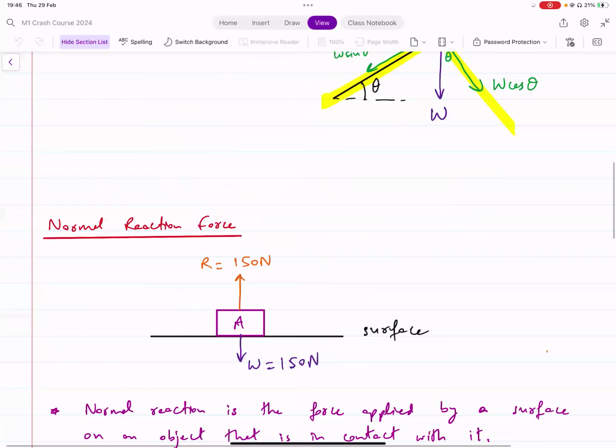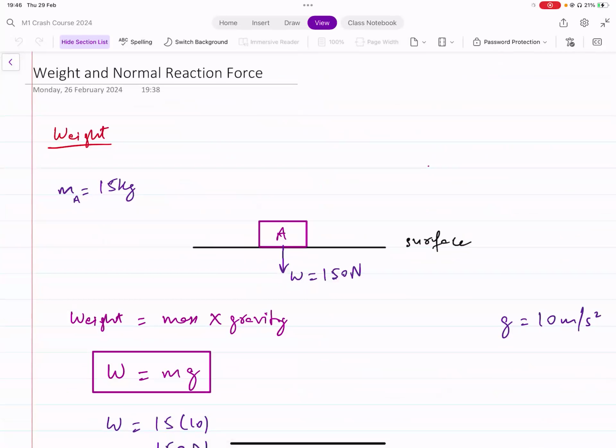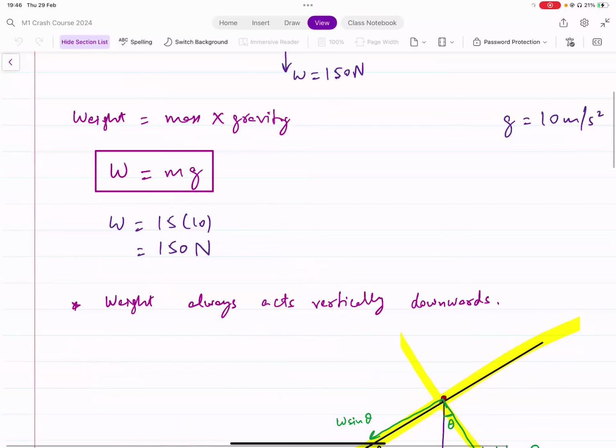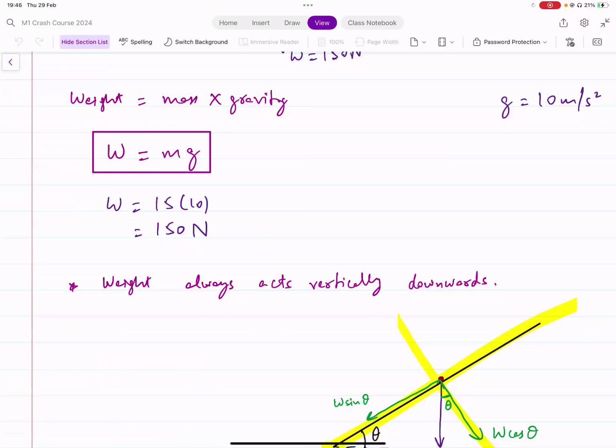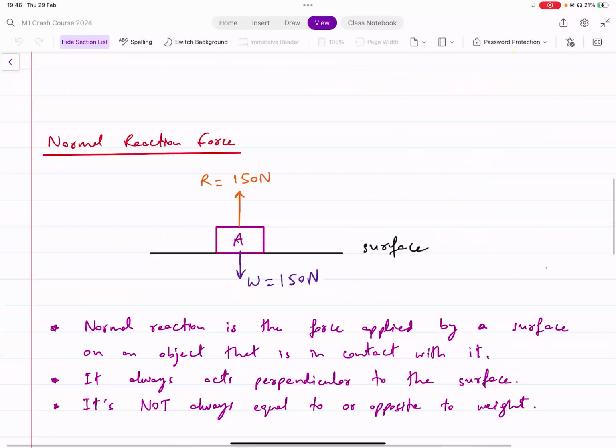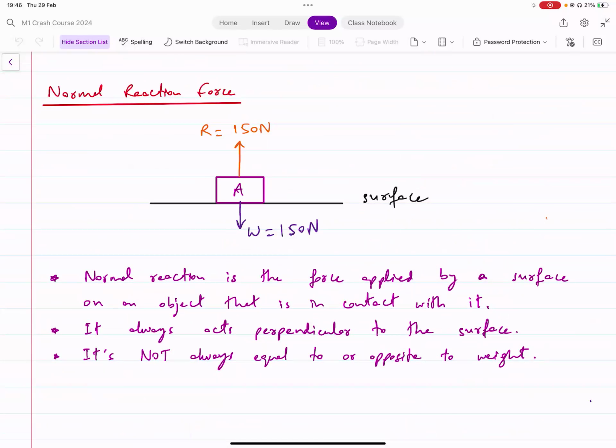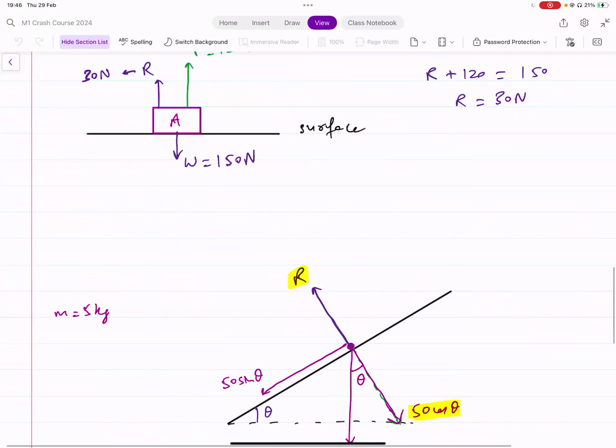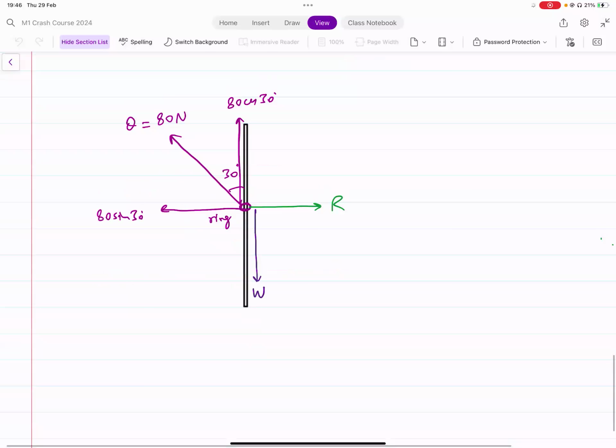And then we talked about the different forces that you sometimes have to represent yourself. They're not explicitly stated in the question sometimes. First of all, we talked about weight. Weight is defined as mass into gravitational acceleration. W equals m into g. It always acts vertically downwards. Then we talked about normal reaction force. Normal reaction force is a force applied by a surface on an object that acts perpendicular to the surface. We talked about this and different examples of how the reaction force could work in different situations.